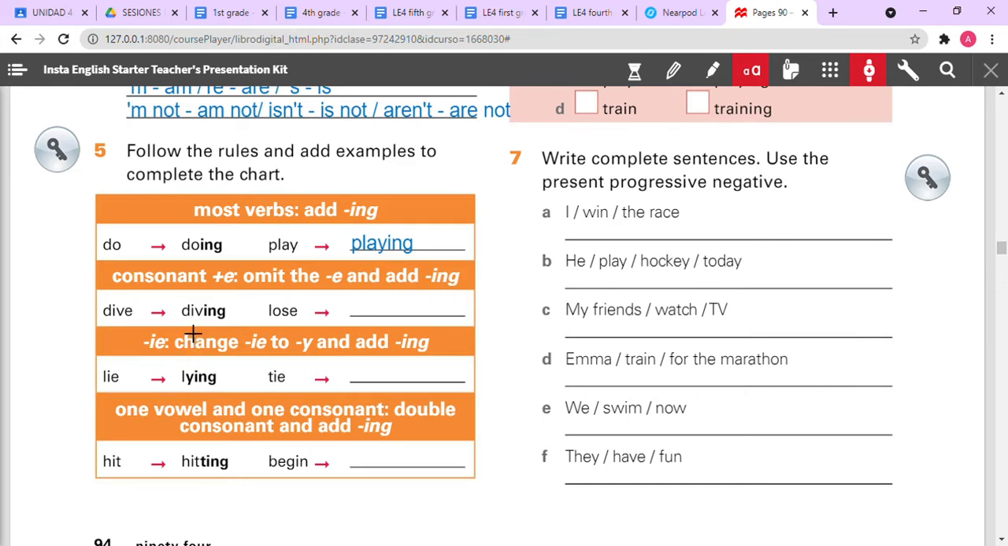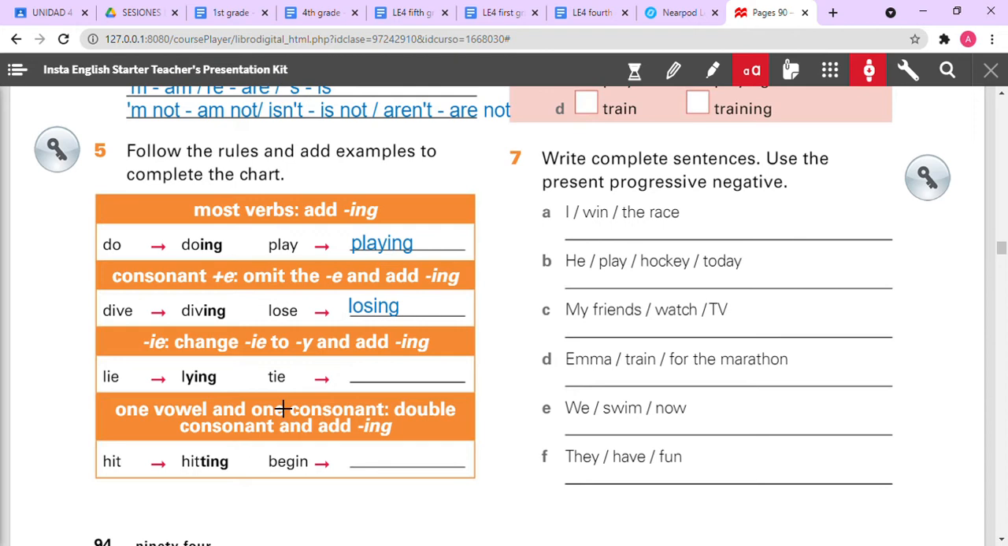There is a second rule. It says consonant plus E, no? Omit the E and add ing. For example, dive finishes in E. What does the rule say? Letter E, bye-bye, and just add ing. Dive, diving. What about lose here? Lose, okay, letter E, bye-bye, and you add ing. Losing. Rule number 1 and rule number 2.